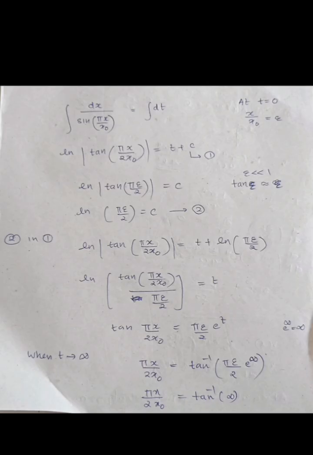That is pi x by 2 x0 is equal to tan inverse of infinity. We know that tan inverse of infinity is equal to pi by 2. That is pi by 2 into x by x0 is equal to pi by 2. That is x is equal to x naught. Then we need to find the value of velocity at x is equal to x naught. That is v is equal to v naught sine pi x0 by x0, which is equal to 0. That is, here velocity is equal to 0.